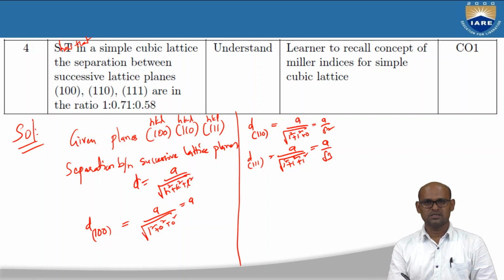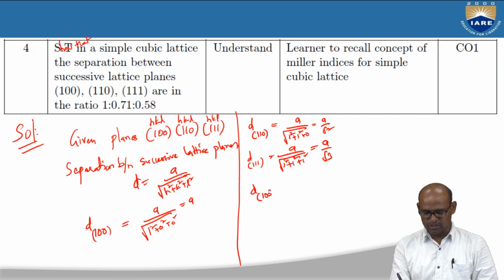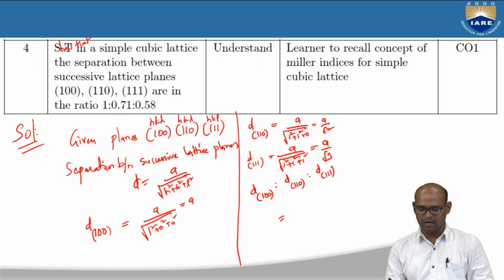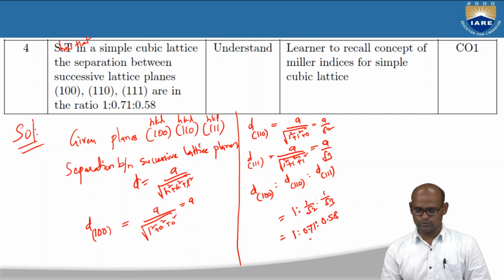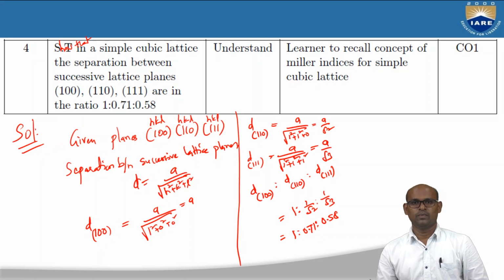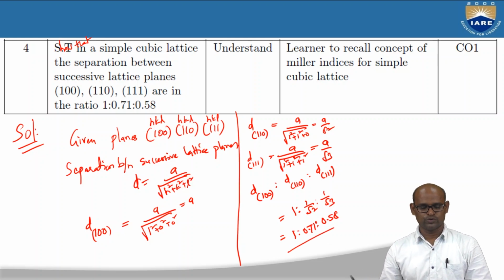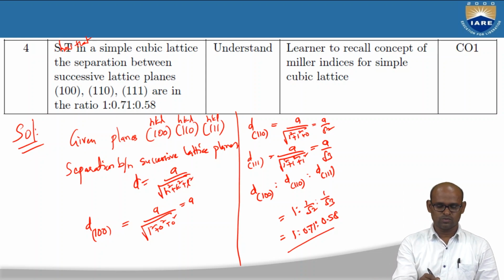So if we write the ratio of the separation between these planes, d100 is to d110 is to d111 will be equal to, since in all these three we have a common, take it out. So 1 : 1 by square root 2 : 1 by square root 3. So that is nothing but 1:0.71:0.58. Okay. So we have shown that the ratio between the successive parallel lattice planes is the same as they have mentioned. So we have shown that successfully. Okay. Let us go to the next problem.